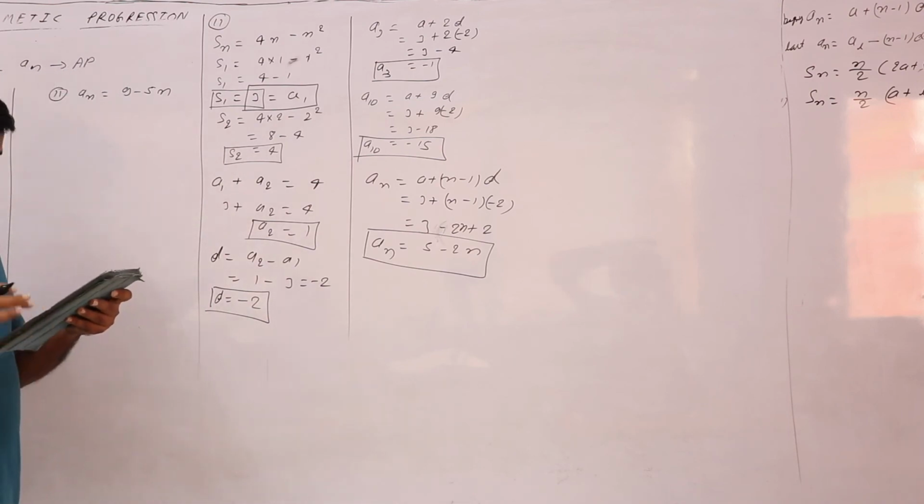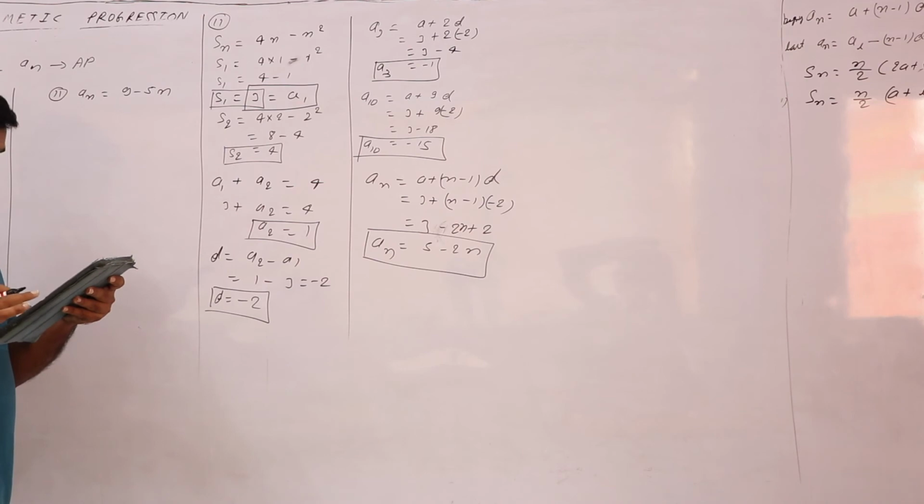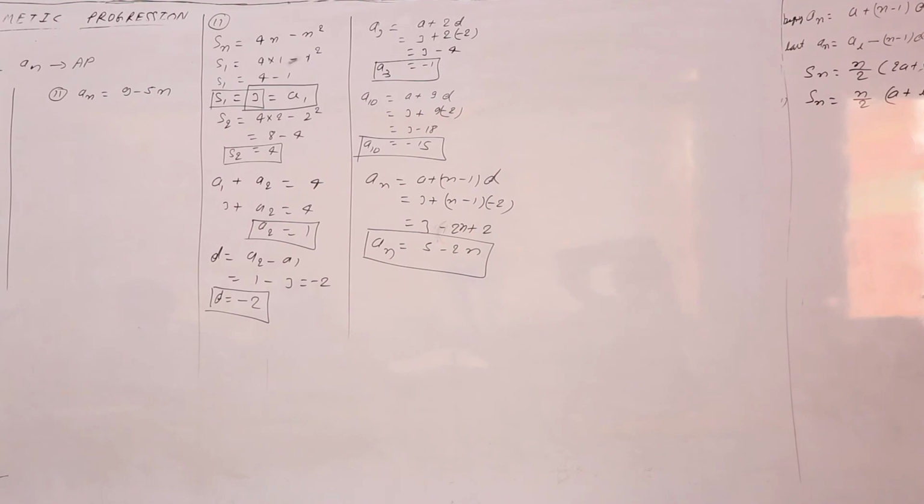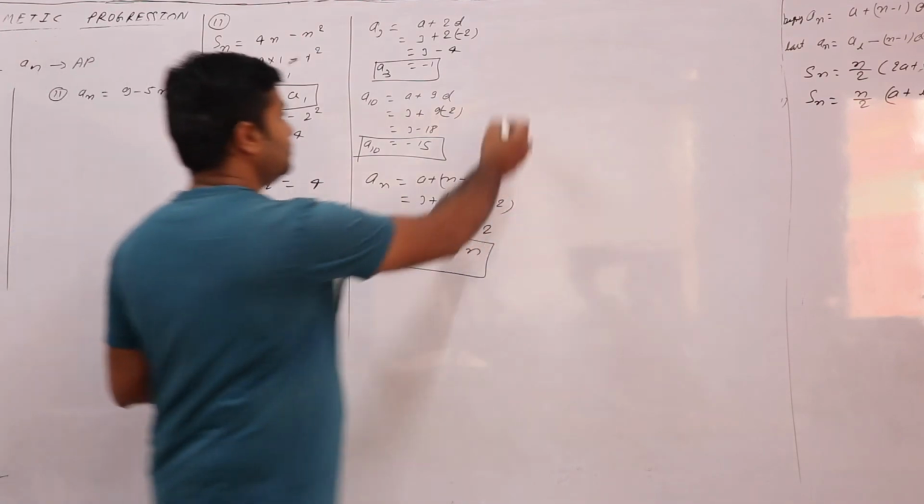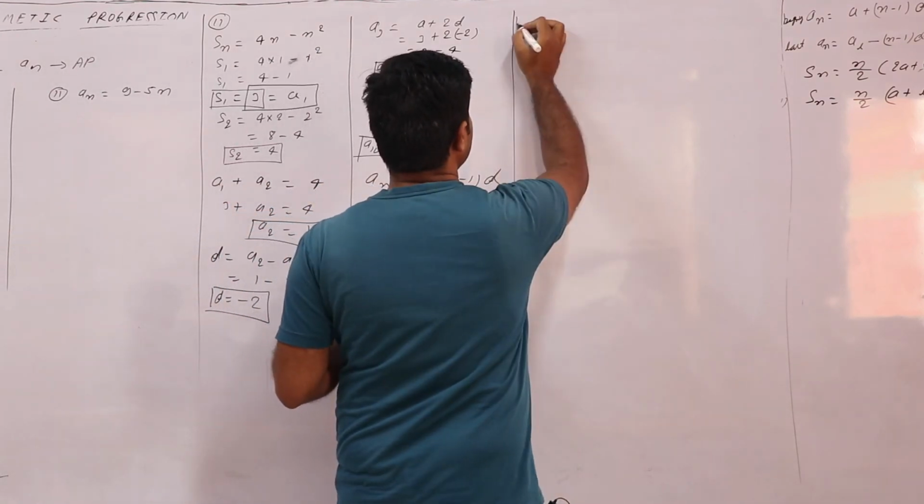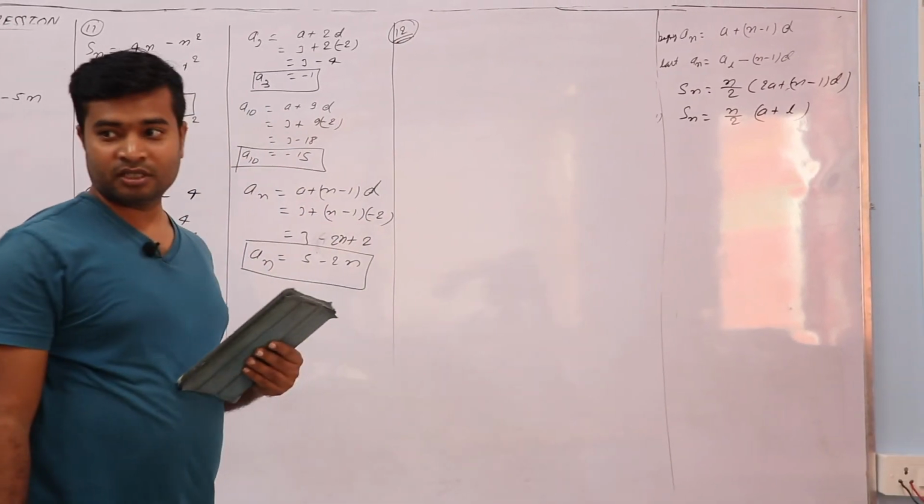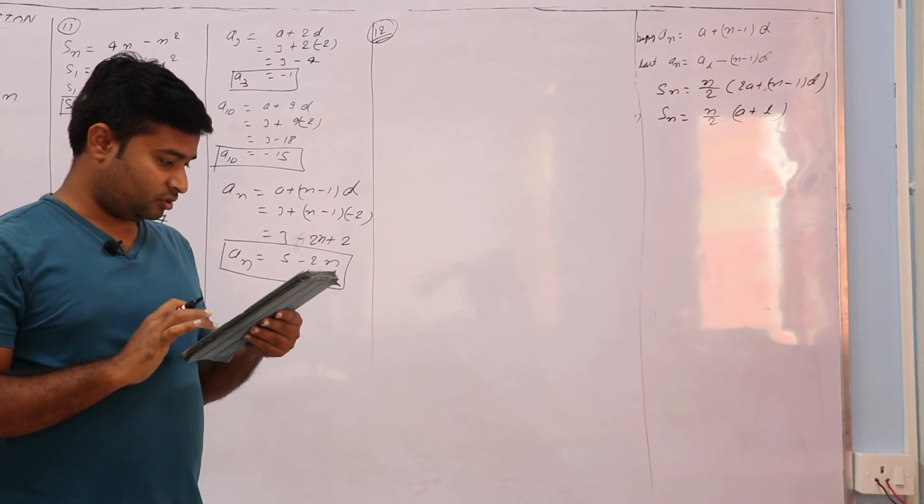How many questions were there in this? 5 minutes have passed. I forgot the counting also. Done? All done, right? Yes or no? Chalo. Sir, 8 minutes, sir. Question number 5 minutes 1 second has passed. Question number 12. Bring camera here.